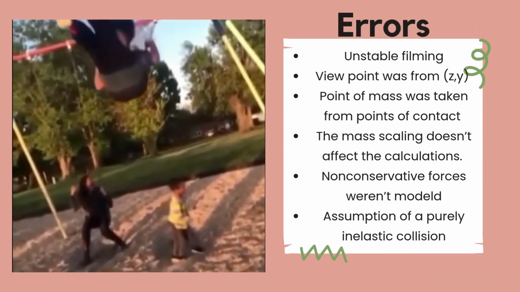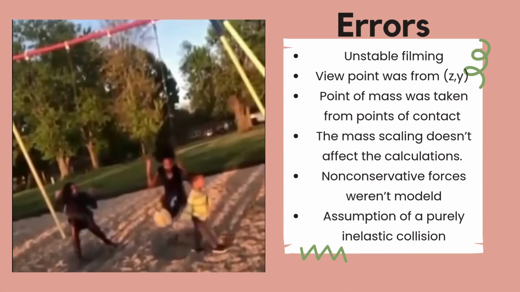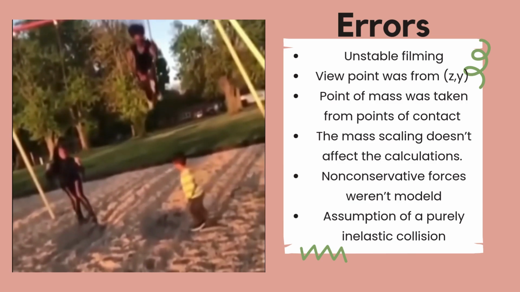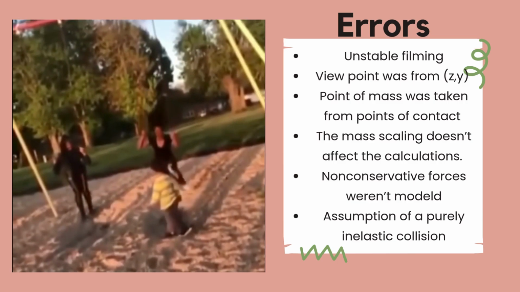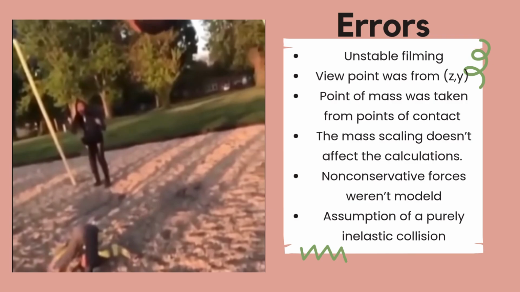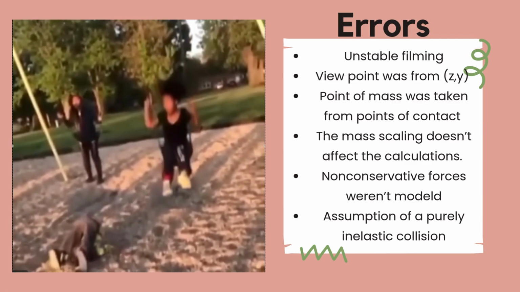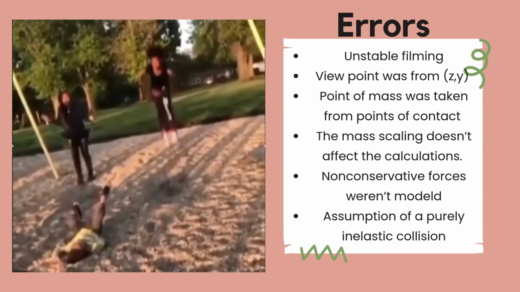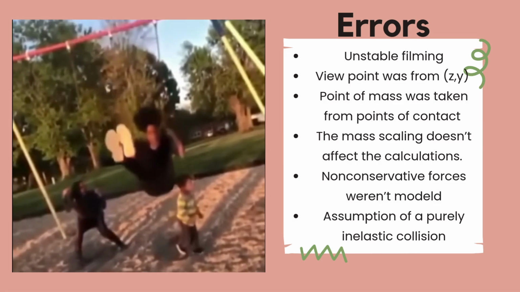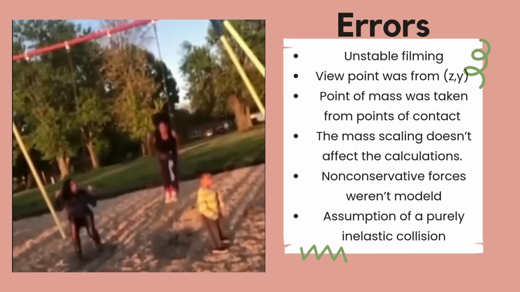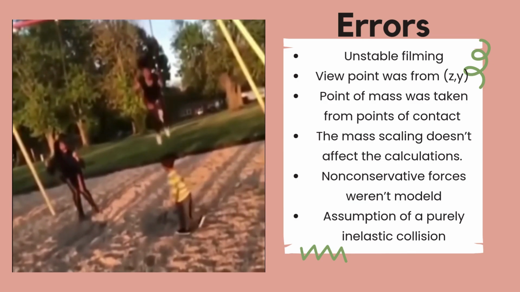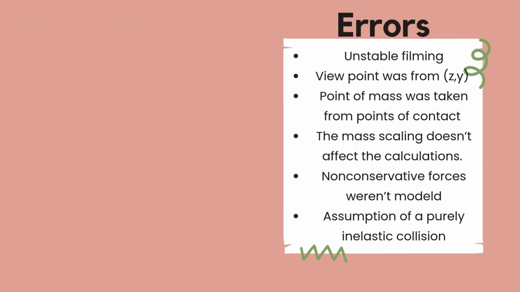There are several sources of error and approximations, such as the motion of the recording was non-steady, leading to tracking inaccuracies. The viewpoint was taken from the ZY plane, so it was harder to track the points. The point of mass from Tracker was taken from points of contact, not the center of mass. The mass scaling in the visuals is for display only and does not affect the calculations. Real-world friction, air resistance, and body compliance were not modeled, and we assumed a purely inelastic collision, meaning no bounce.